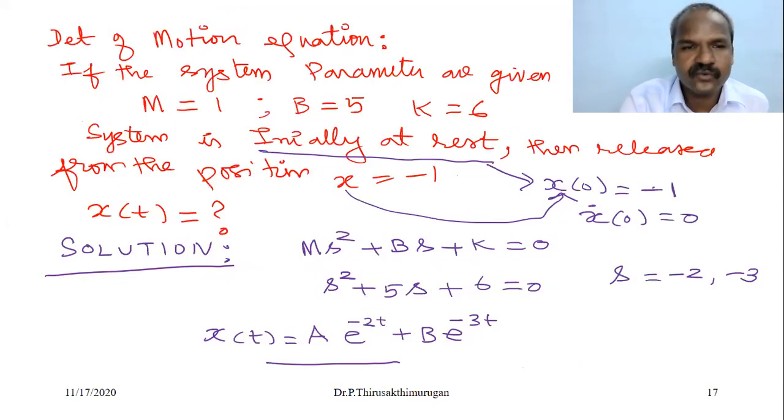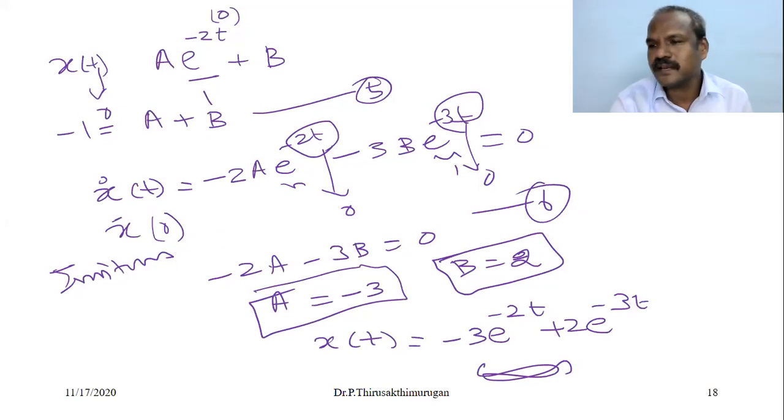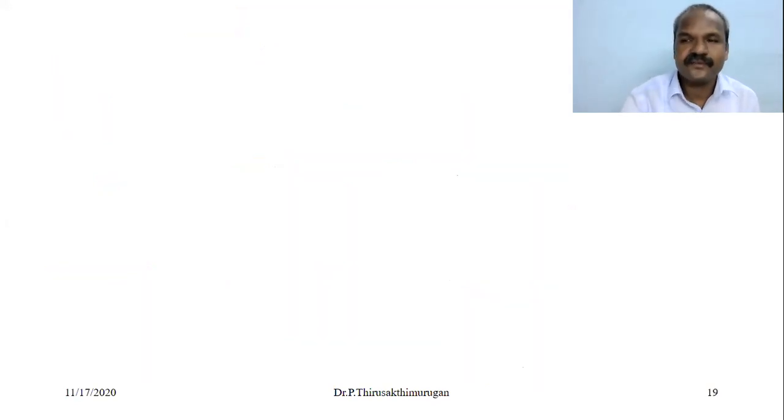So this is the expression for when the roots are real and unequal. This is the example for the overdamped solution. Next is when you have complex roots. Okay, complex roots.